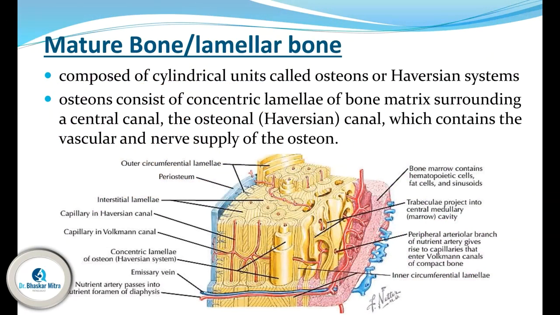So this is the mature bone composed of these cylindrical units. What I am talking about is called the osteon or the Haversian system. The osteon consists of concentric layers of bone, lamellae of bone matrix, surrounding a central canal, and this central canal contains the vascular and nerve supply of the individual bone.